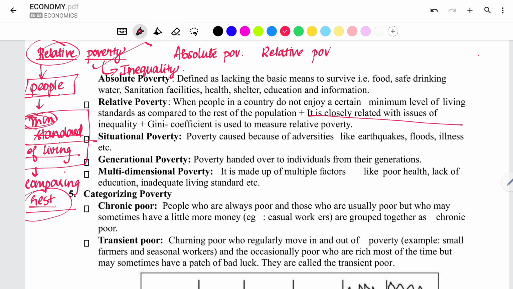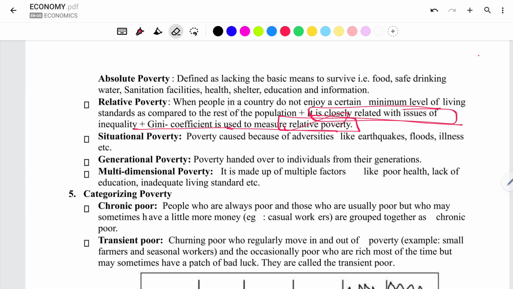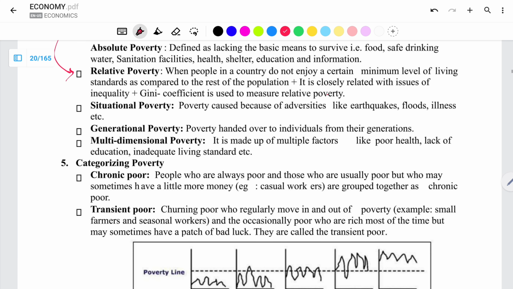Now, what is the Gini coefficient? It is used to measure relative poverty. How is relative poverty measured? Is there a way to measure relative poverty? We need to say the Gini coefficient is used to measure this relative poverty.